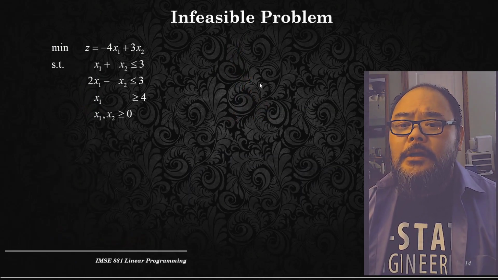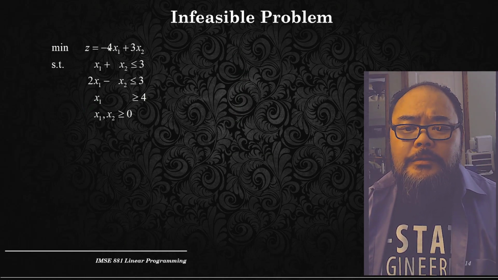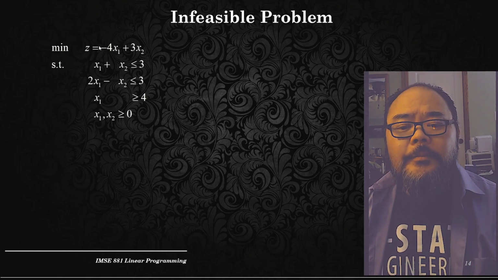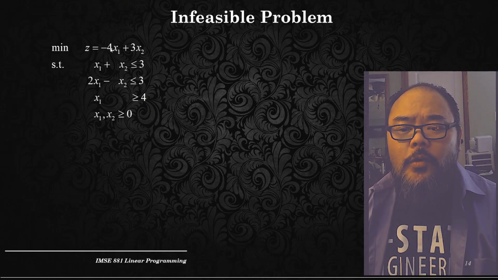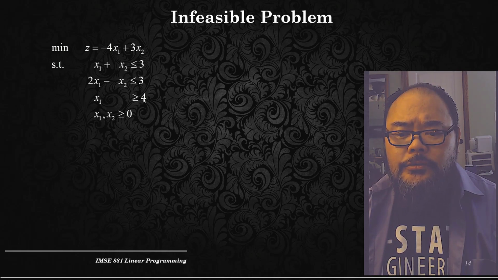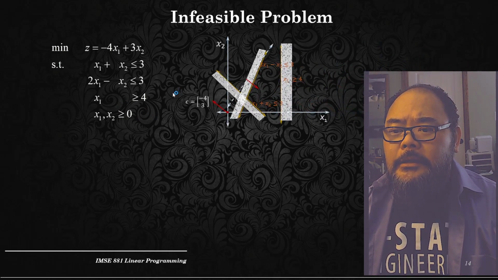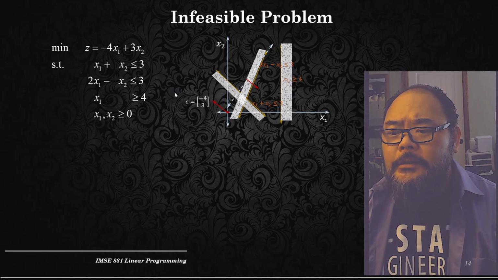Okay, next we talk about the infeasible problem situation. My problem is to minimize -4 times x1 plus 3 times x2. We have 3 constraints: x1 plus x2 less than or equal to 3, 2x1 minus x2 less than or equal to 3, x1 greater than or equal to 4. Both x1 and x2 are non-negative. Look at the drawing for the feasible region.